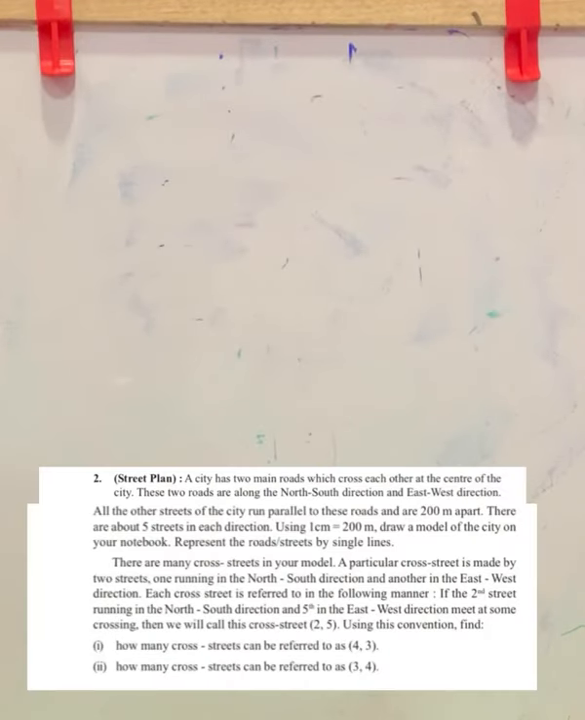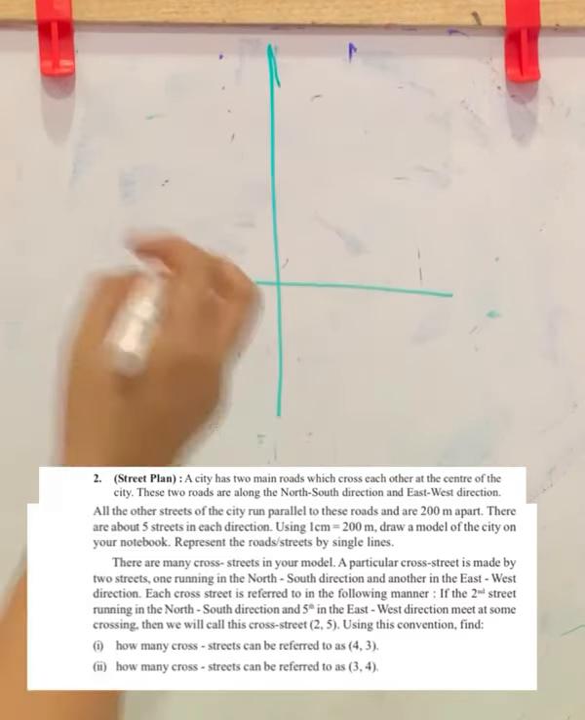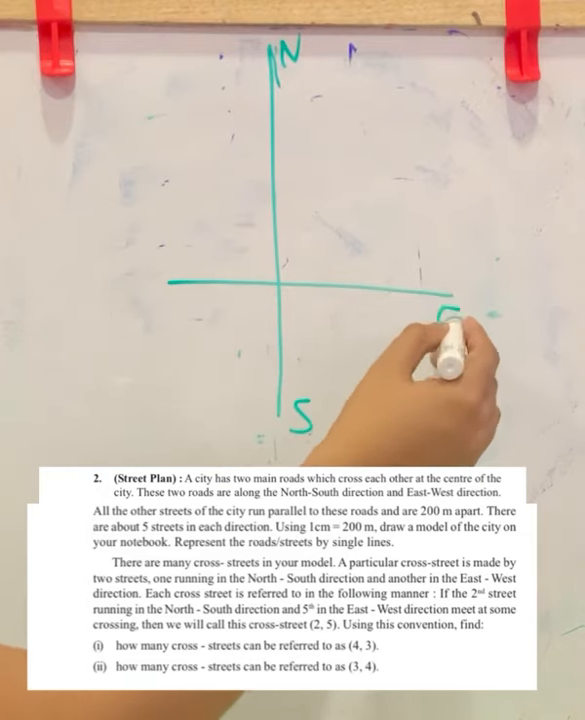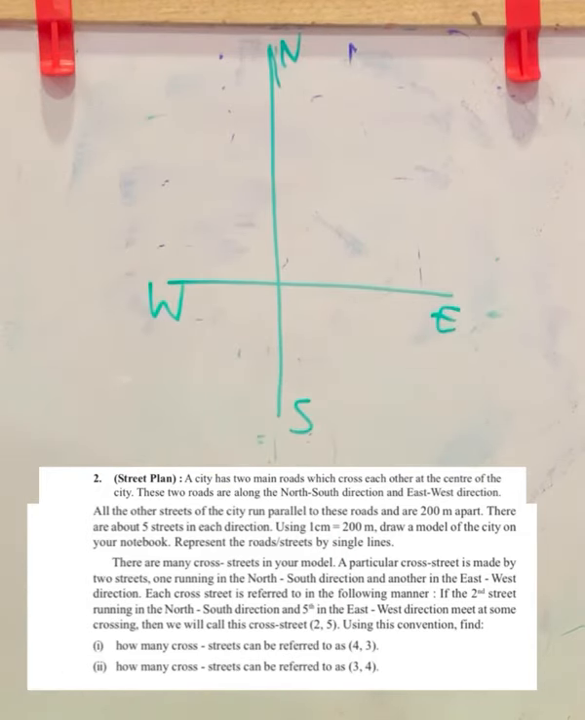A city has two main roads which cross each other at the center of the city. These two roads are along the north-south direction and the east-west direction. This is north and this is south. This is east and this is west. All the other streets of the city run parallel to these roads and are 200 meters apart.